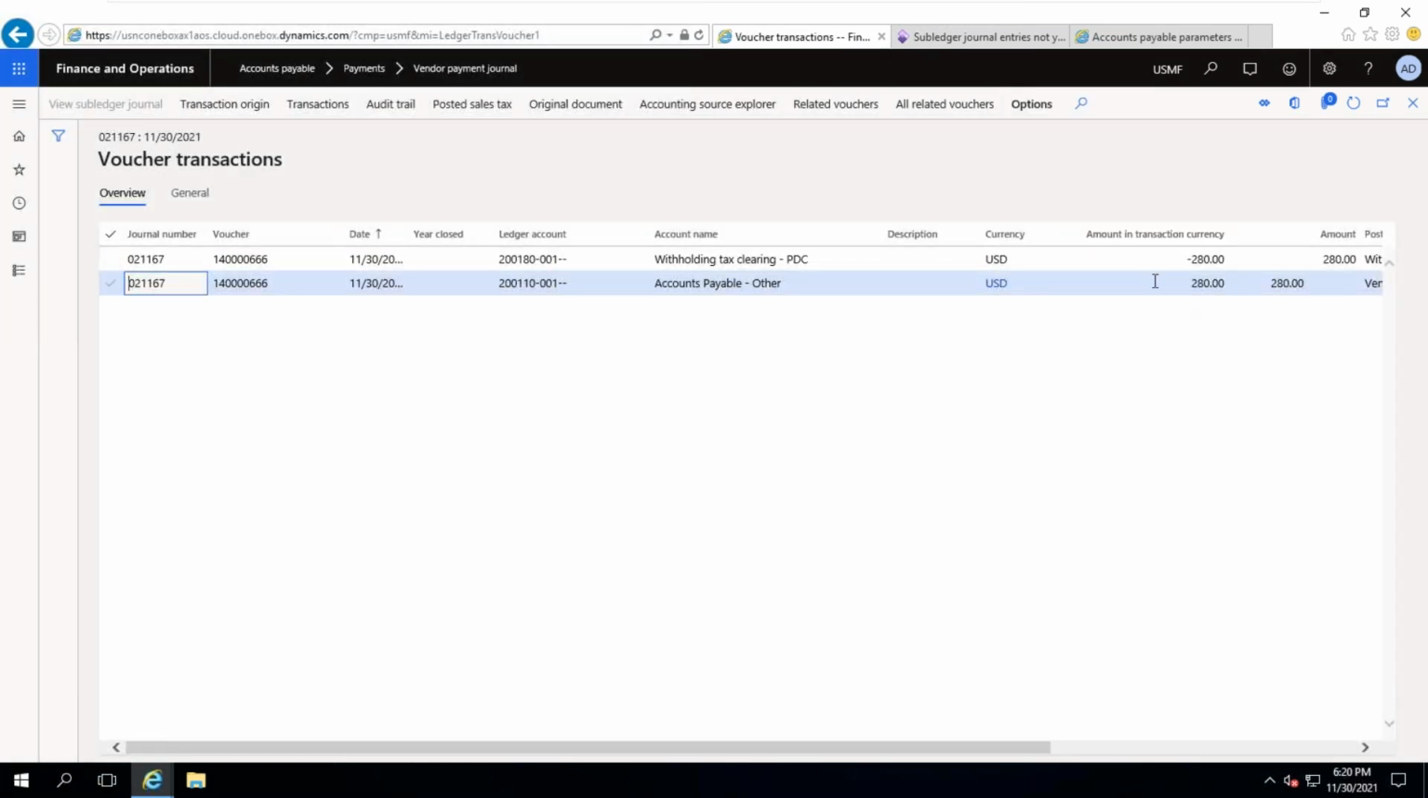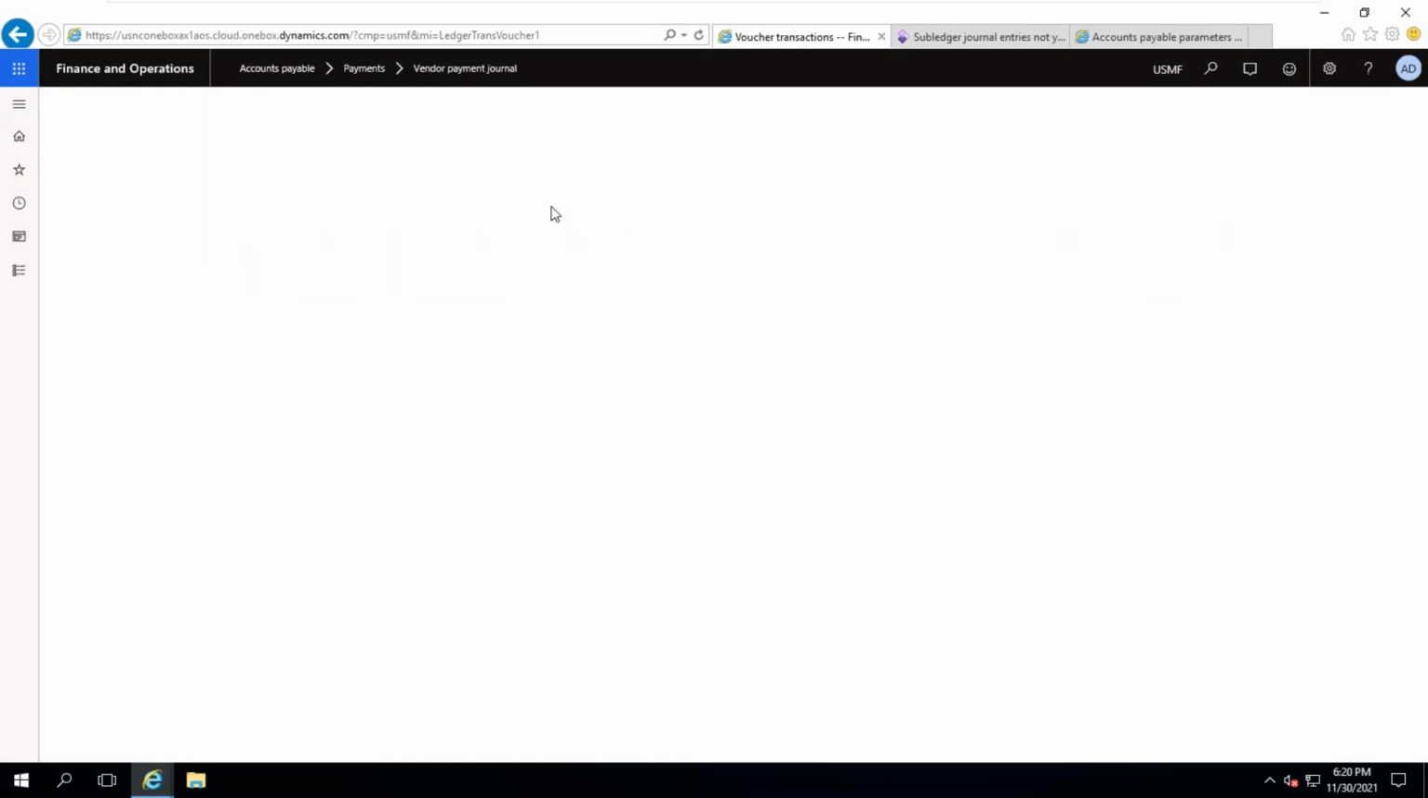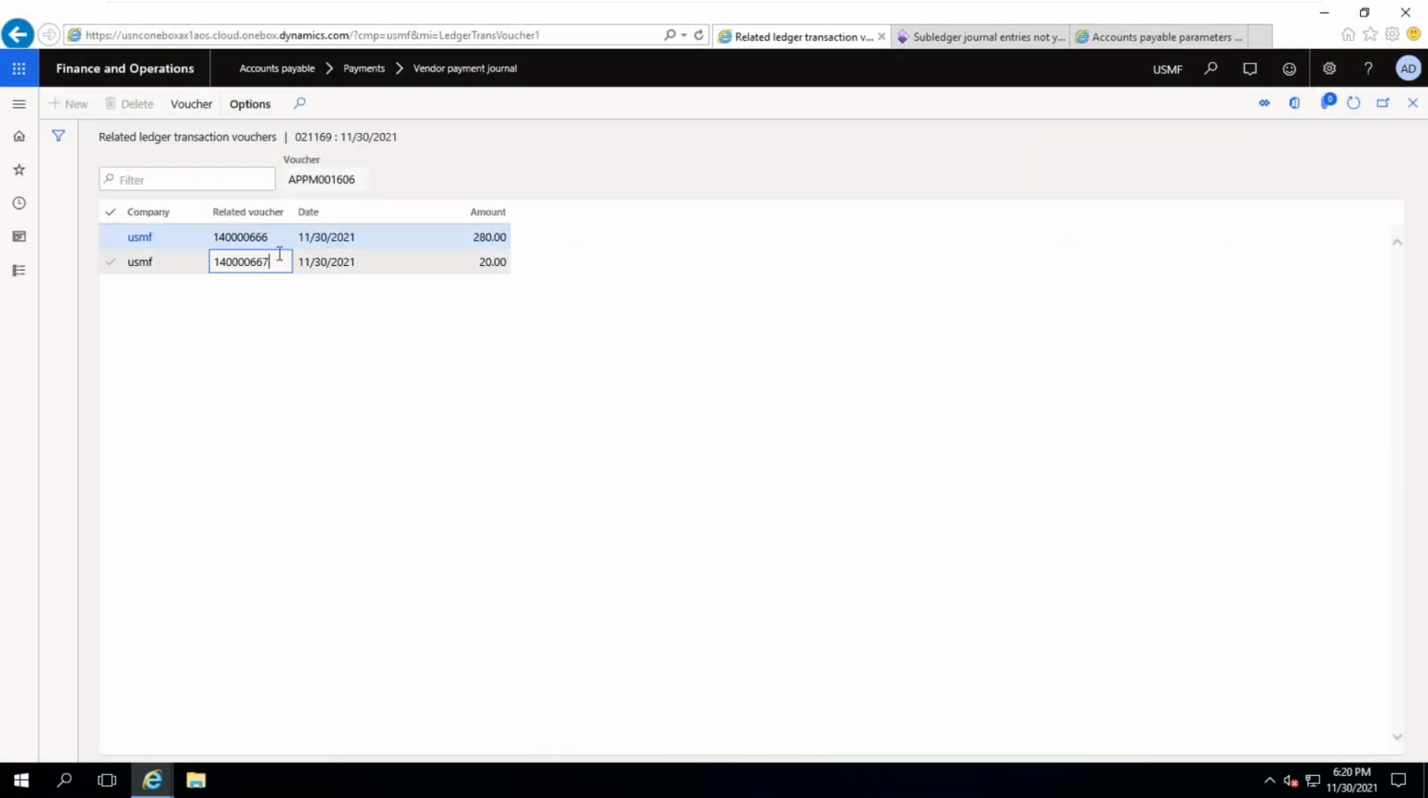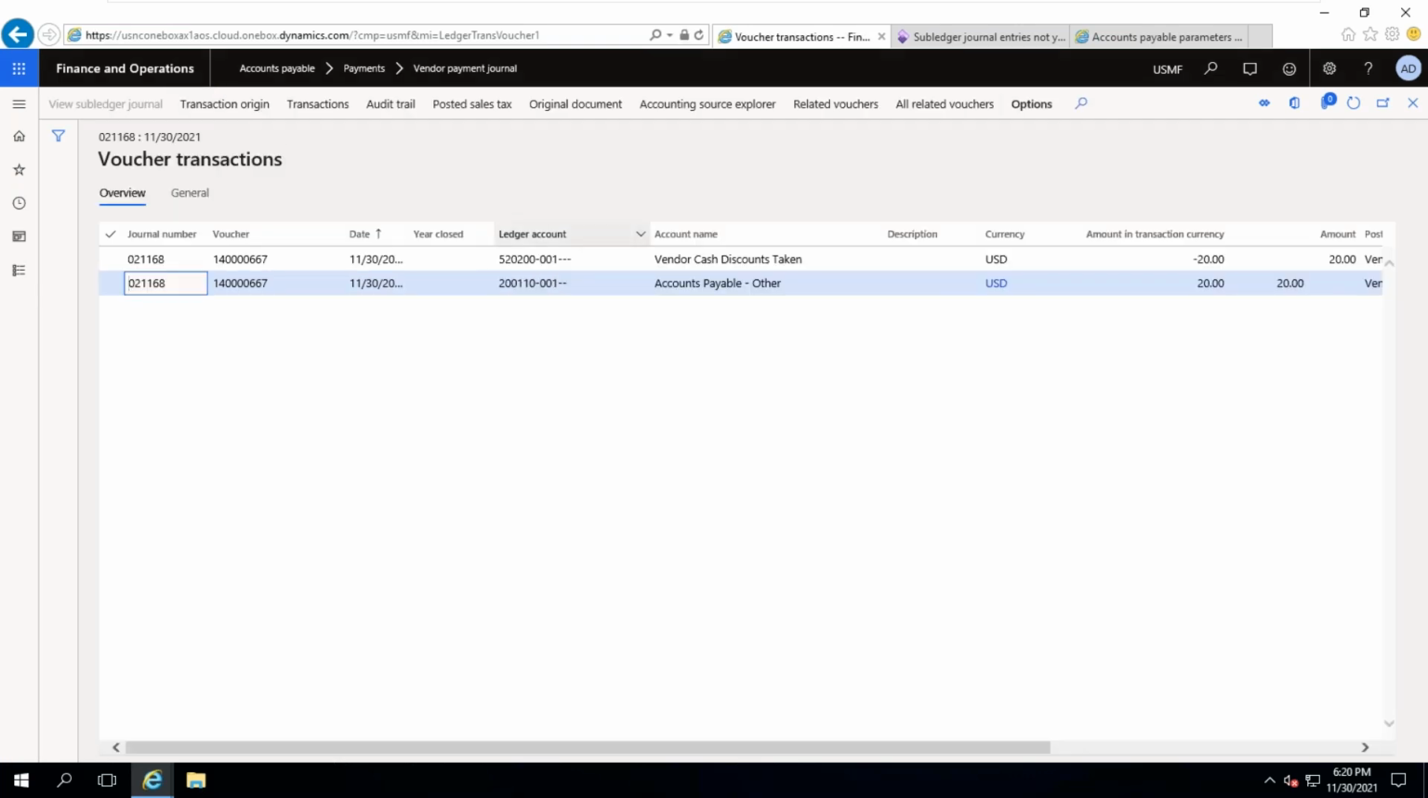This is one voucher. Internally it was calculated, posted, and another one is $20 is a discount. You can see the voucher. $20 voucher.